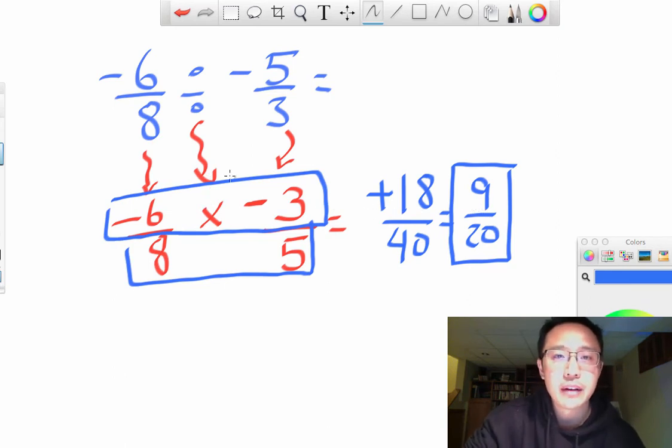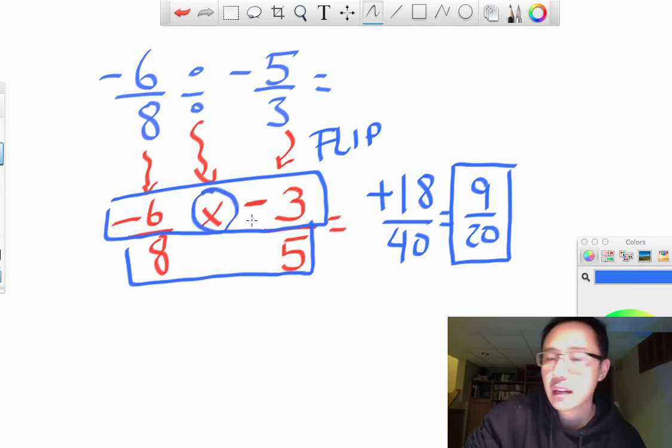So for dividing fractions, don't forget to flip. And then don't forget to change to a multiplication. And after that, it's just like any multiplication question. And that's all. Okay, so this is just your dividing fraction question.